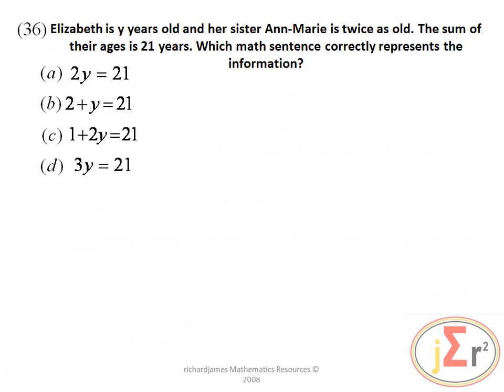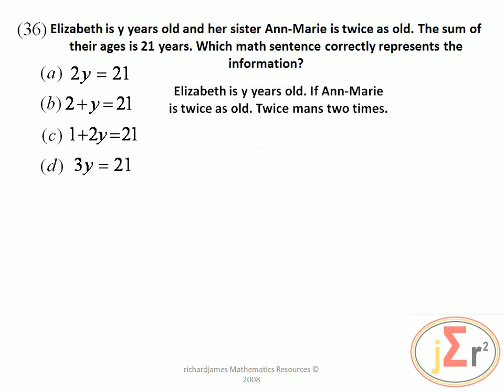Elizabeth is Y years old and her sister Anne-Marie is twice as old. The sum of their ages is 21 years. Which math sentence correctly represents this information? So Elizabeth is Y years old. If Anne-Marie is twice as old, twice means 2 times. So Anne-Marie's age is 2 multiplied by Y. 2 multiplied by Y is 2Y.